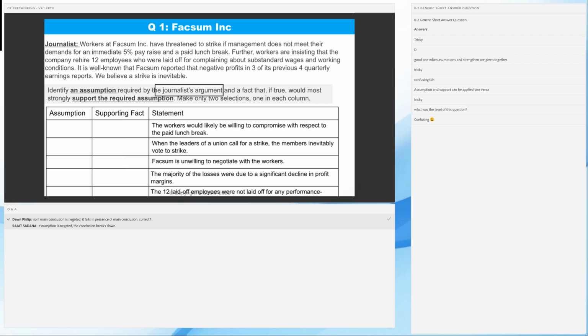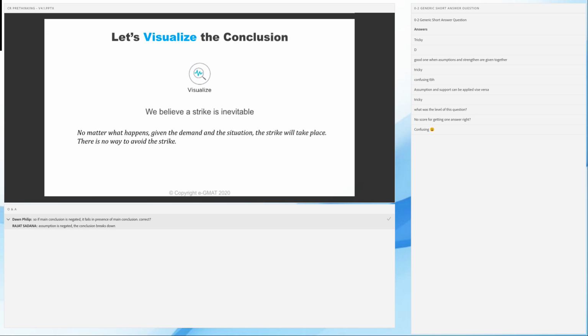And a fact that, if true, would most strongly support the assumption. When you say most strongly support the assumption, what you're really saying is the assumption now becomes a conclusion, and this additional piece of information makes that conclusion stronger. You have to make 2 selections, only 2 selections, one in each column, and you can't choose this and this over here. That is not allowed. You have to choose 2 different options in 2 different columns. Okay, so let's visualize the conclusion. The conclusion is that we believe that the strike is inevitable.